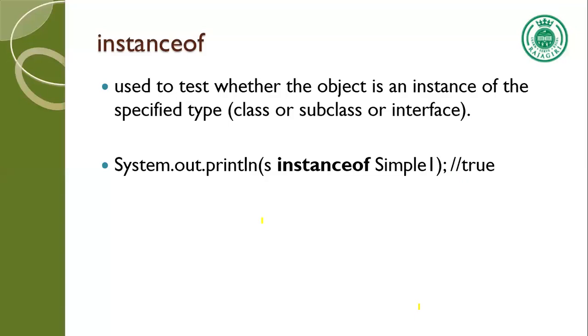This operator is used to check whether an object is an instance of any specified type. To check whether an object is an instance of any specified type, the syntax is S instanceof I. It can either be true or false. We'll see with the help of a program.